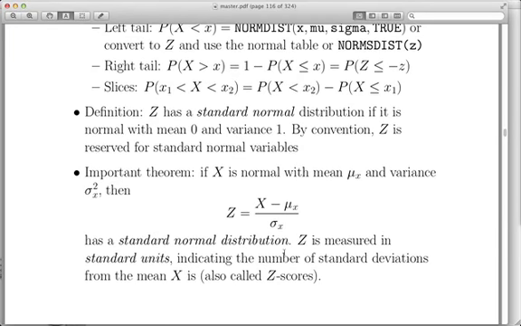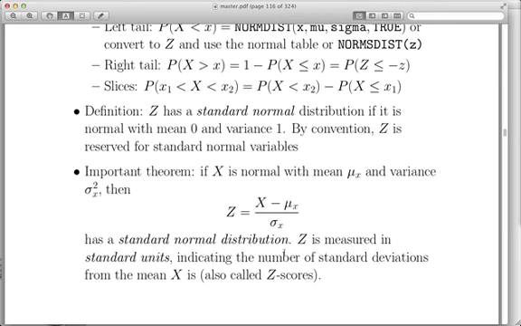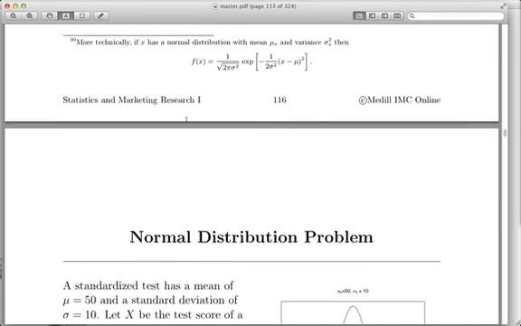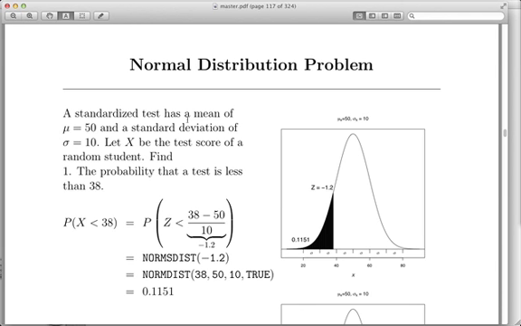Now let's go off and do some examples to illustrate these three types of probabilities that we want to find. So here's a little problem. Let's say we have some standardized test, and that standardized test has a mean of 50 on it. So the average student gets a 50. And let's say that things have been set up so that the standard deviation is 10. So let's define X as a test score for some randomly selected student.